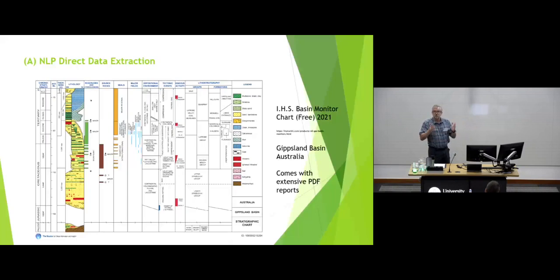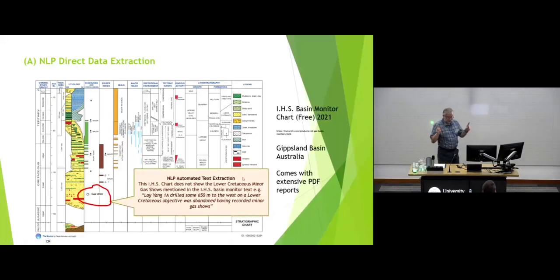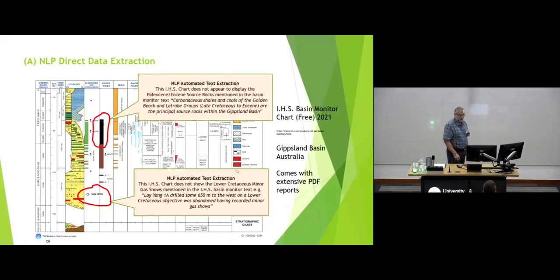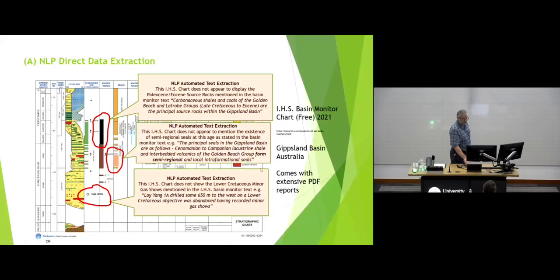These charts come with some PDF reports. So all I've done is run some NLP on these PDF reports just to show what may be missing from the chart. I've just quoted the sentence that it's come from. So there's missing, in this case, gas shows from the low Cretaceous, missing source rock up into the Eocene, and semi-regional seals in the upper Cretaceous. So this is just from a handful of PDF reports.